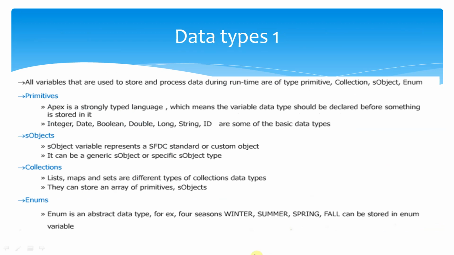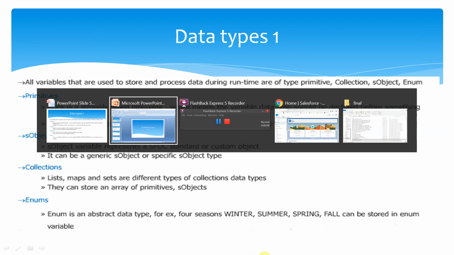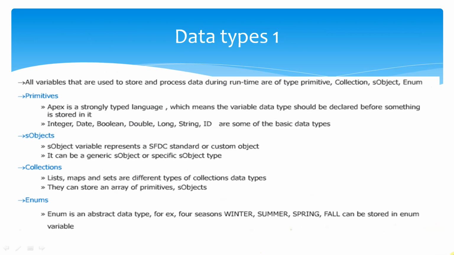So let's look at the data types that we have in Salesforce Apex. Basically, we have the primitives. Apex is a strongly typed language. That means you cannot have a variable without a type. You cannot just say var x. You have to define the data type of that. What are the data types we have?